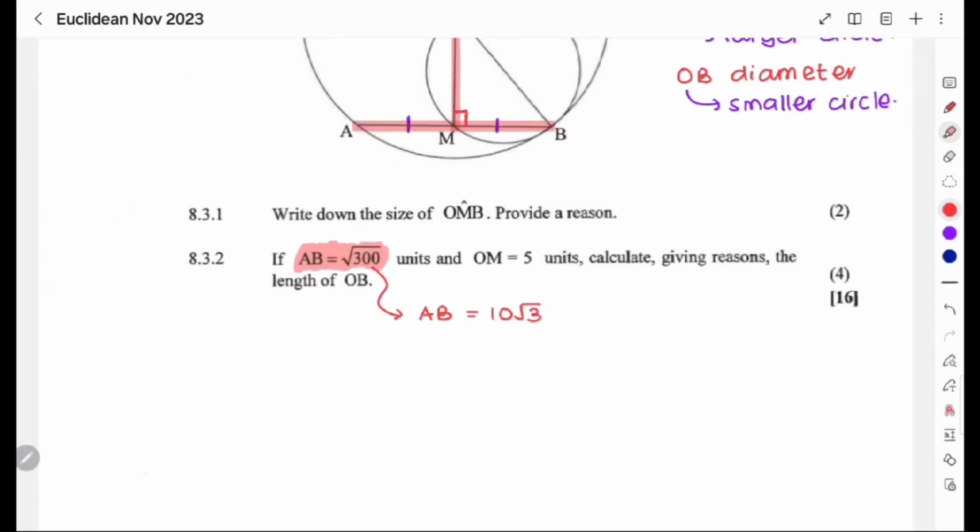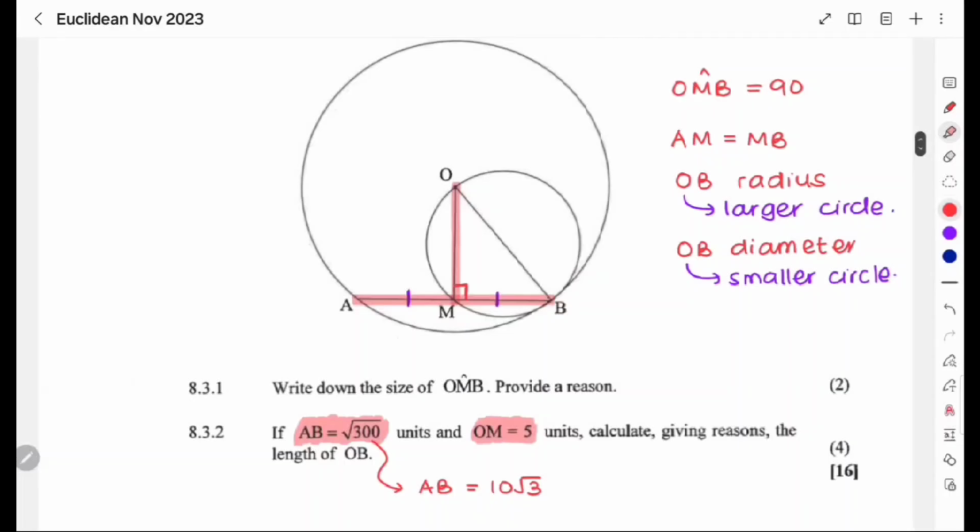So first we need to go and identify what is OB. So OB is the diameter of the smaller circle, but it is also the radius of the larger circle. Now, we were given OM as 5 and we were given AB, so we can find MB. So we are going to use the radius of the larger circle, the side OM and MB, substitute it into our Pythagoras equation and solve for OB.